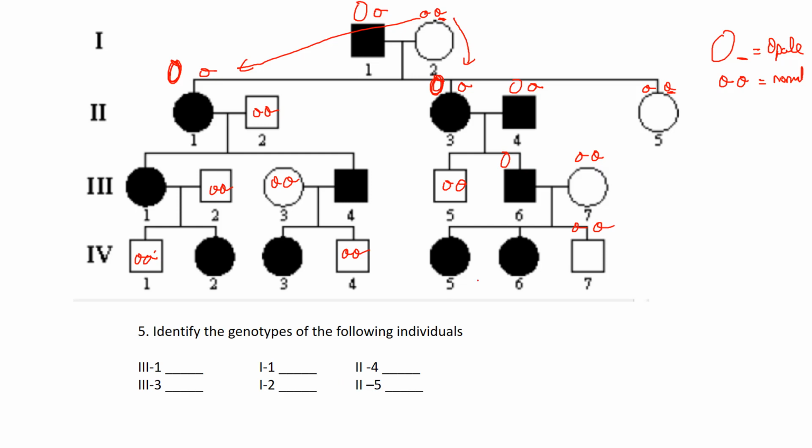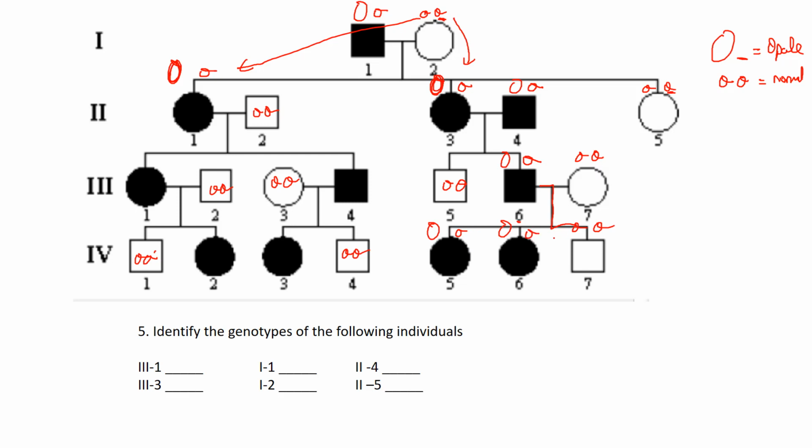I know we only have to do a few, but I might as well do them all, or most of them anyway. So this individual, individual 3, 6, is a capital O because they're affected. But if you take a look, they had an offspring that was normal. So they must be carrying a recessive o. All these children down here have to be heterozygous.